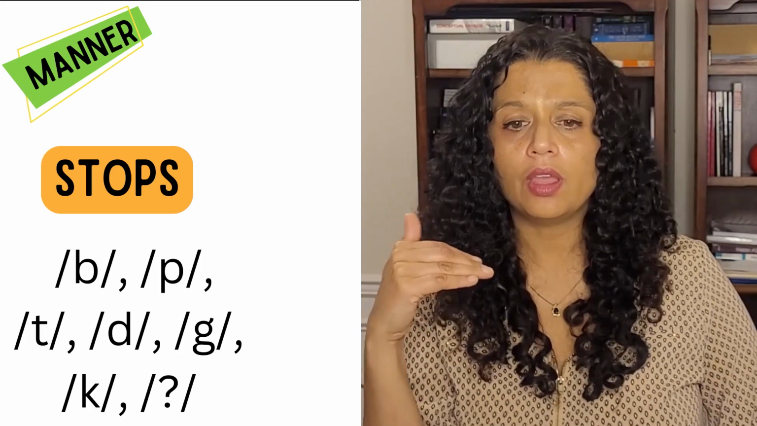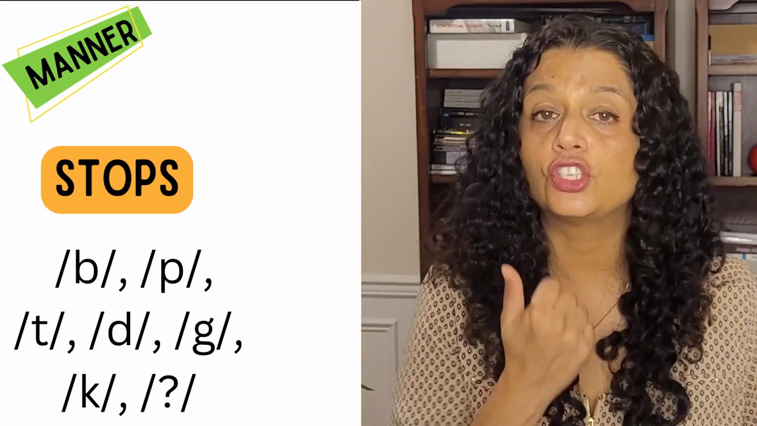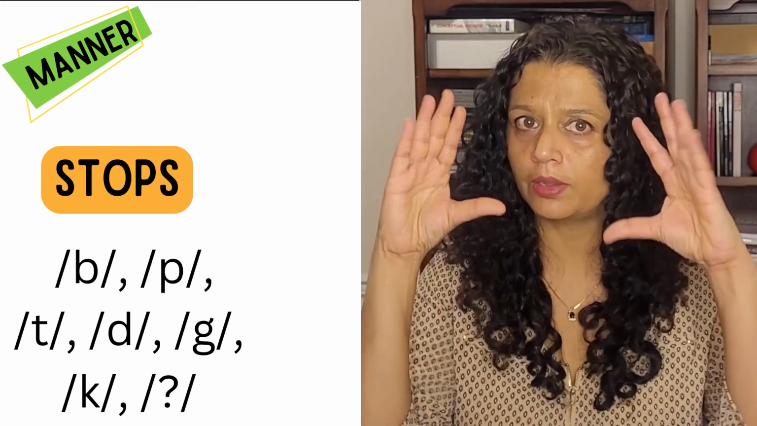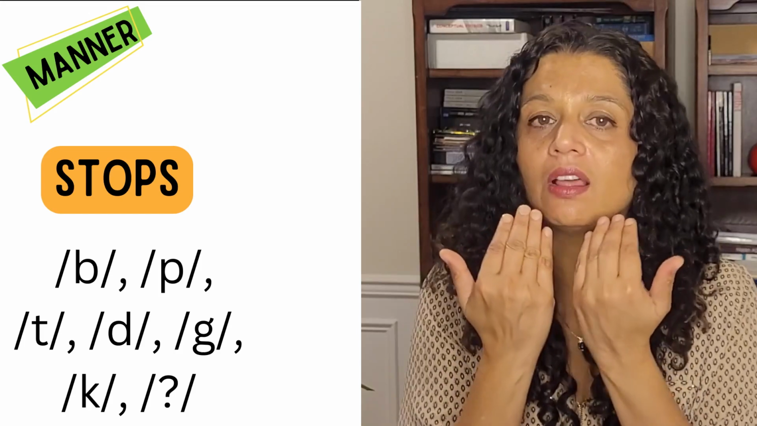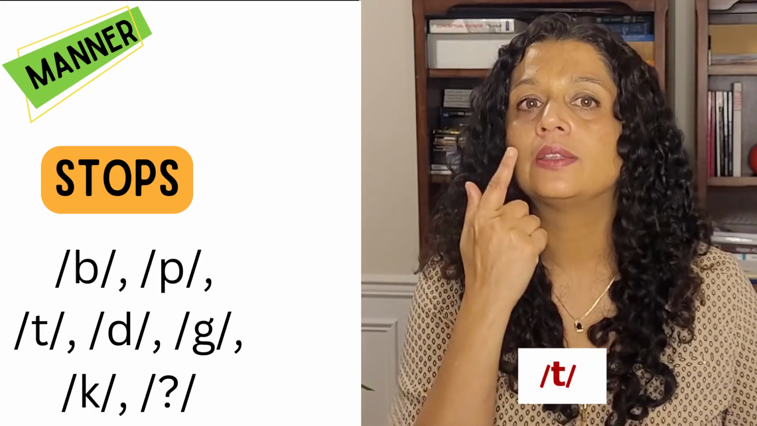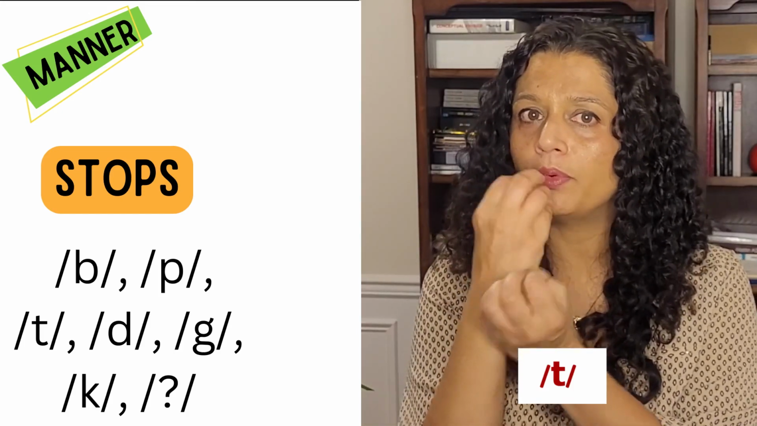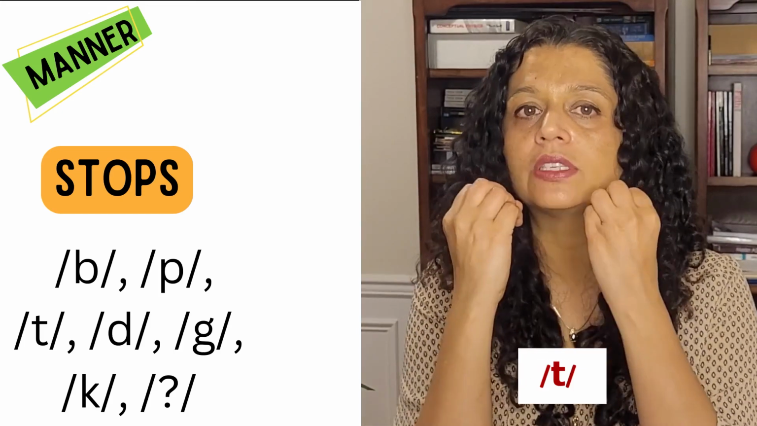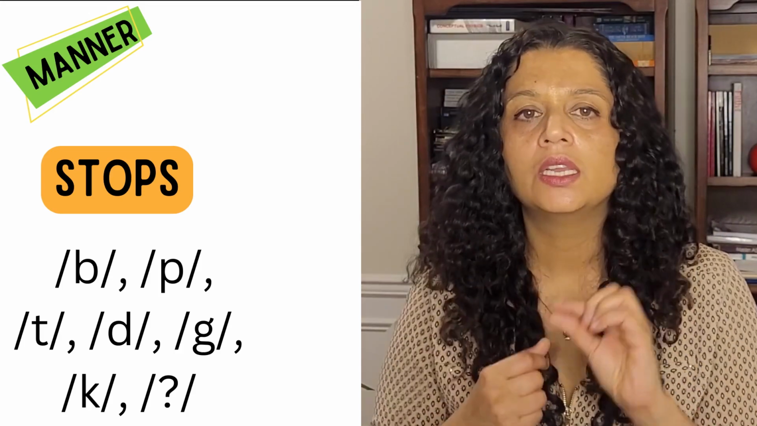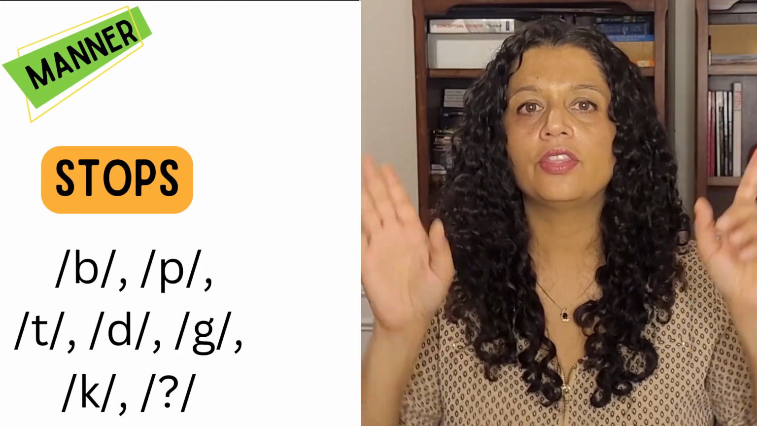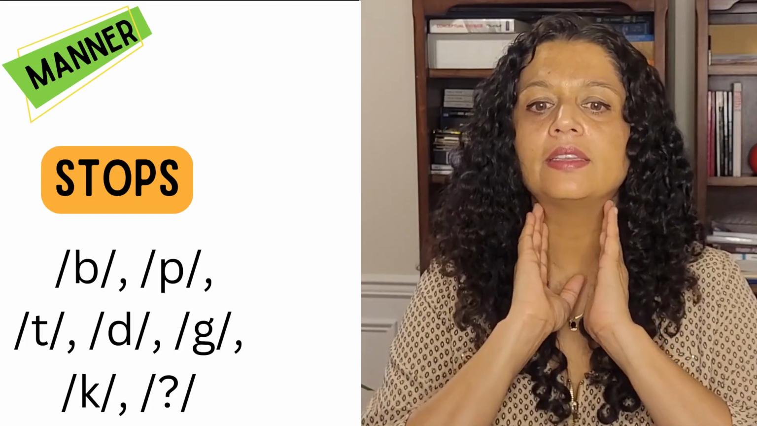The next two sounds are alveolar stops. It's the same thing. There's complete closure of the vocal tract, but the tension is building behind the alveolar ridge. Full closure, tension builds up right behind that ridge, and then it comes out. It's like a little mini explosion. t, d. And then the third pair of stops is our velar stops.